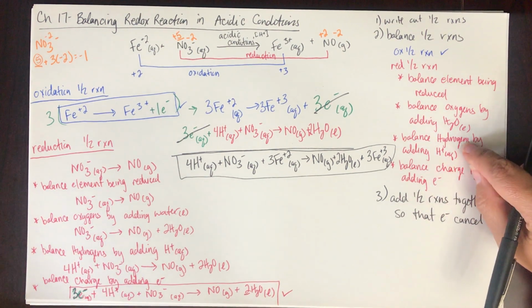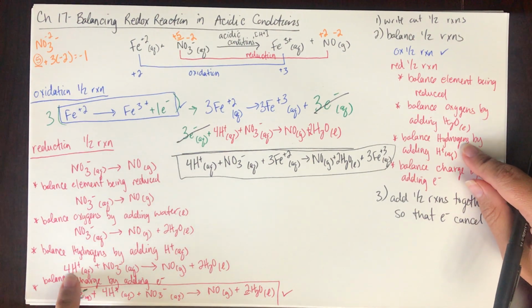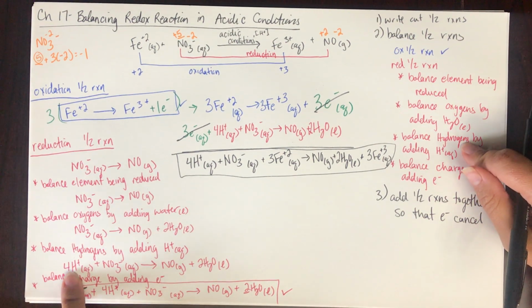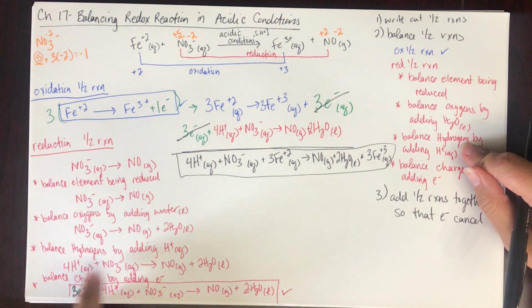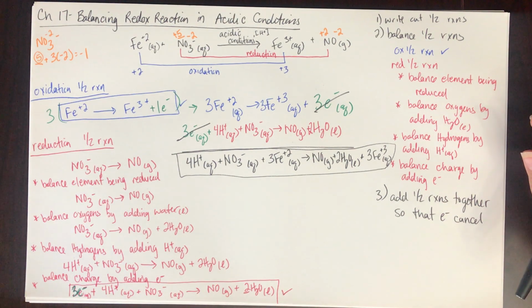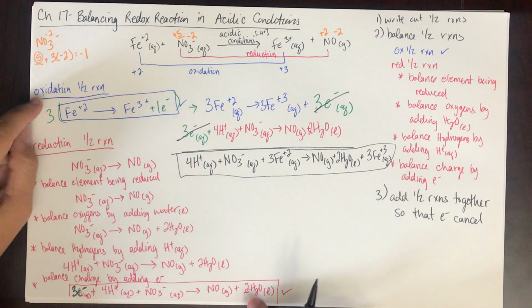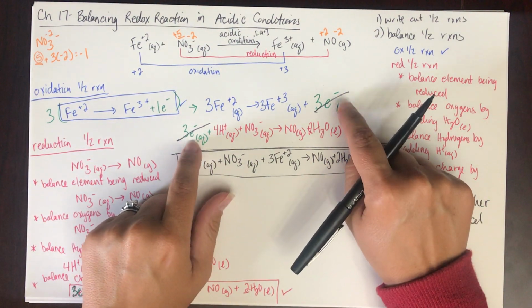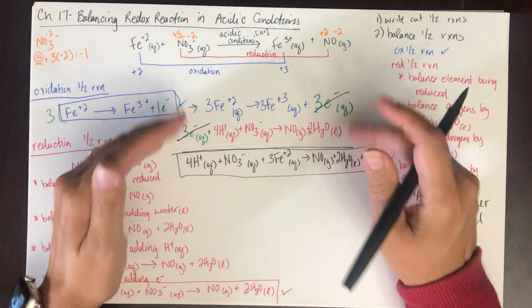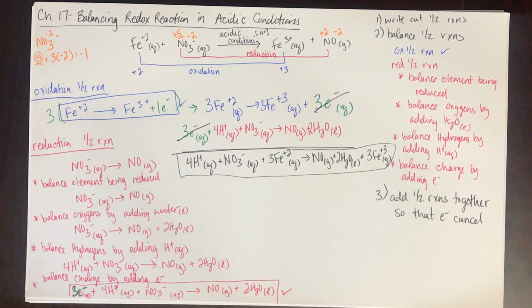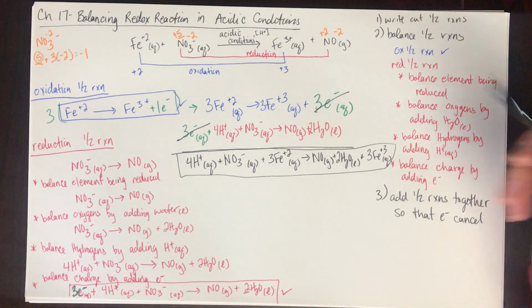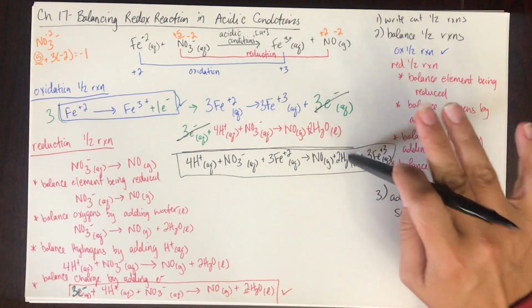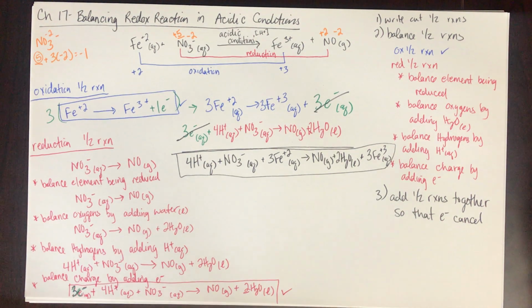Not forgetting that however many hydrogens you add, that's also affecting the charge. So here we added 4 hydrogen ions, so 4H+. So that affects ultimately the number of electrons that we add. Once we get the balanced half reactions, then we need to make sure that we have equal number of electrons on opposite sides of the arrow so that when we add the balanced half reactions together, the electrons will cancel. Then we will have the balanced redox reactions in acidic conditions.